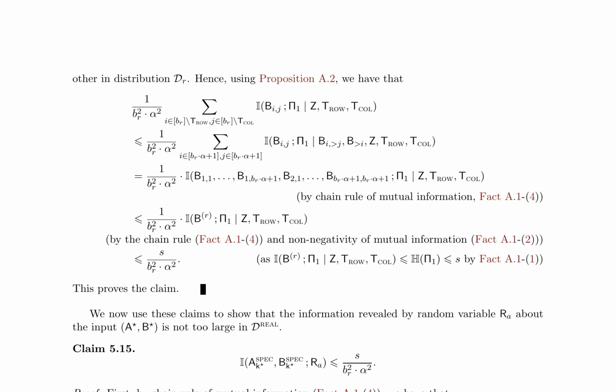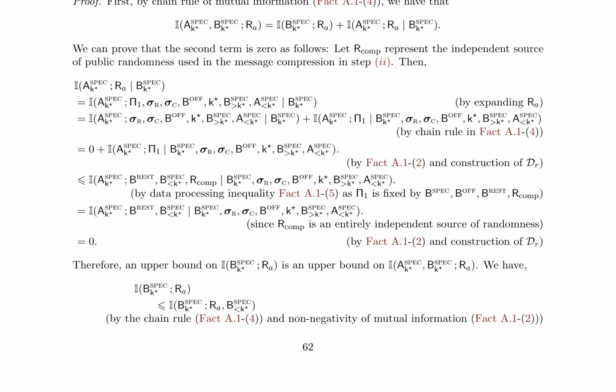They then apply the definition of conditional mutual information and the linearity of expectation to obtain an upper bound on the mutual information. Claim 5.15 states that the information revealed by random variable raw about the input A star operator, B star operator, is not too large in D real.